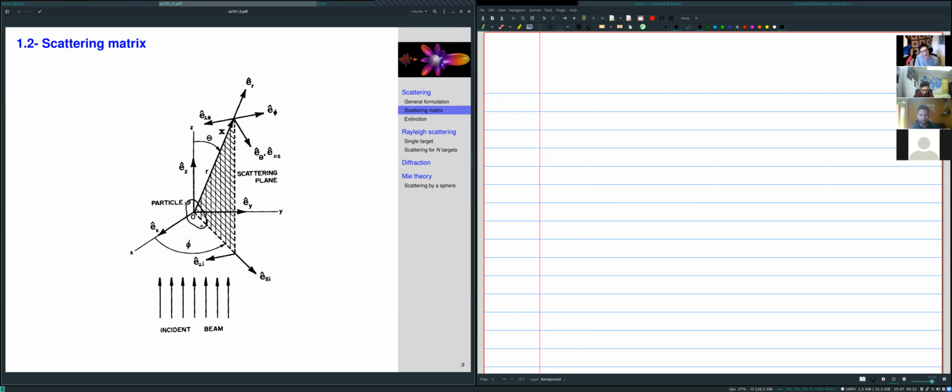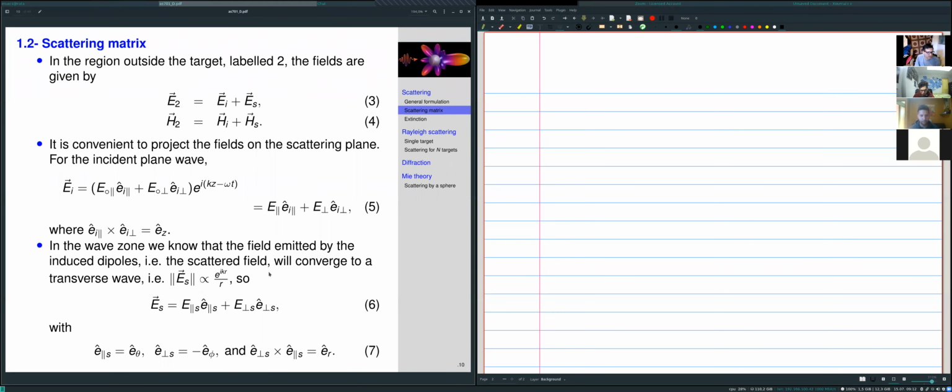We have a unit vector perpendicular to the plane, which is E perpendicular, and the other one is E parallel. They are related to the spherical coordinates, and we have them in equation 7 here. E parallel is the same as E theta, and E perpendicular is the opposite of E phi by convention.